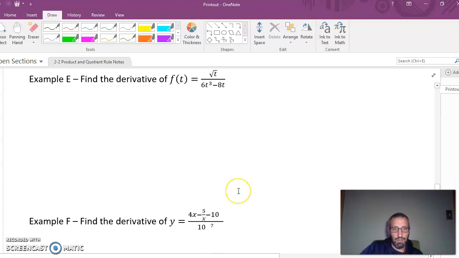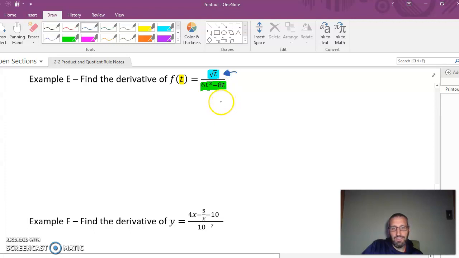E and F. Find the derivative of f of t. Ooh, new input value, right? Did you notice the t there? So we got a numerator and a denominator, or a high and a low, right? So, oh, what else do you notice about this one? Did you notice that numerator? What do I have up here?